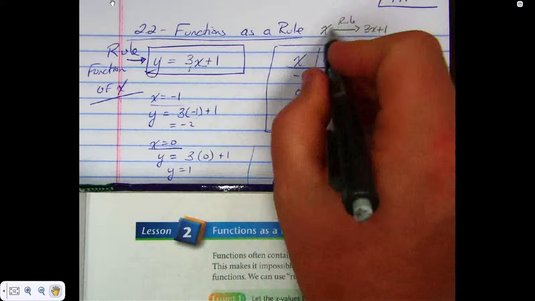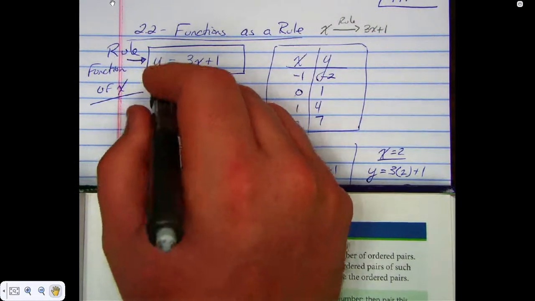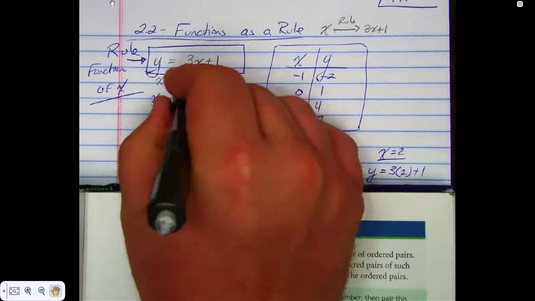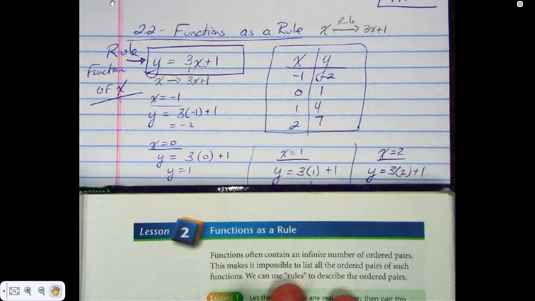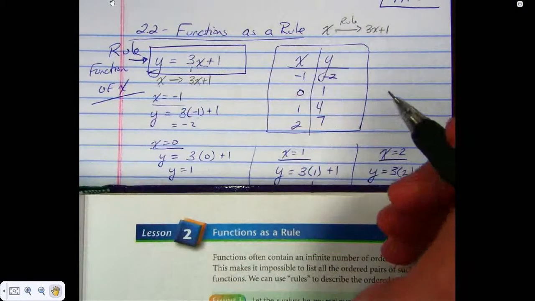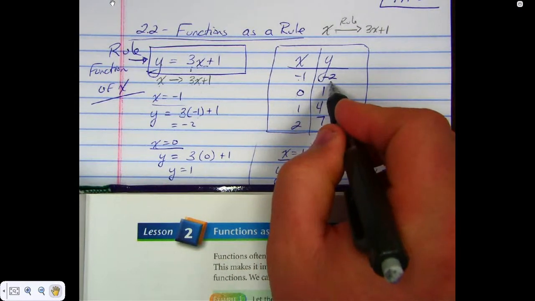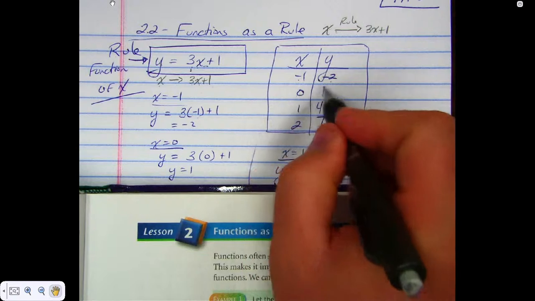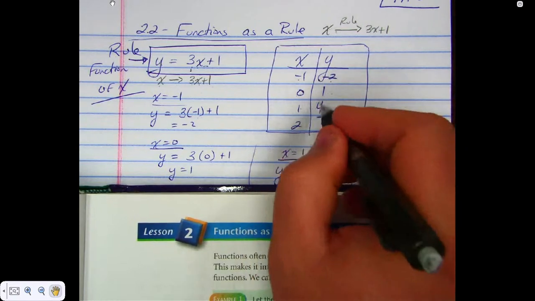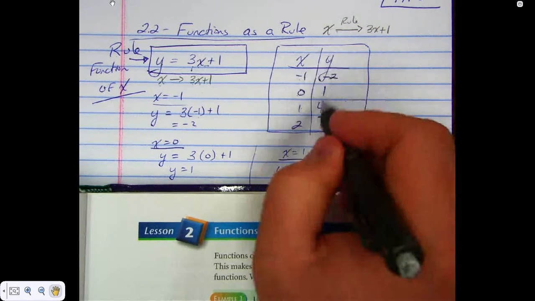In other words, if you just think of it in terms of x and you don't have a y, another way to write this would be like this. We're going to change x to 3 times whatever x is plus 1. So x changed from -1 to what? -2 under this rule. x changed from 0 to what? 1 under this rule. x changed from 1 to what? 4. x changed from 2 to what? 7. And y is what it changed to.